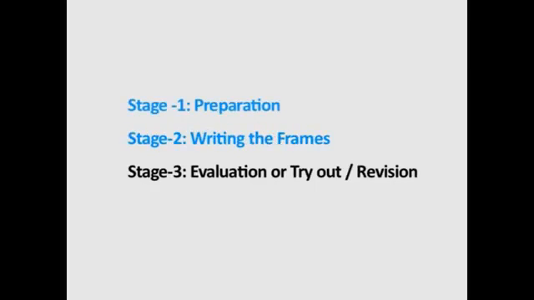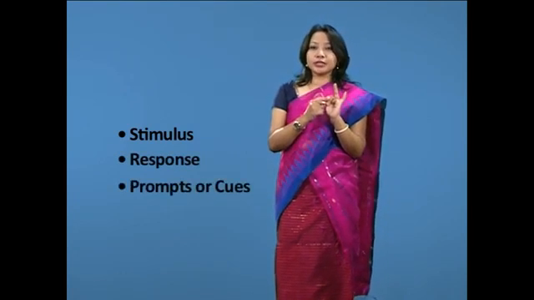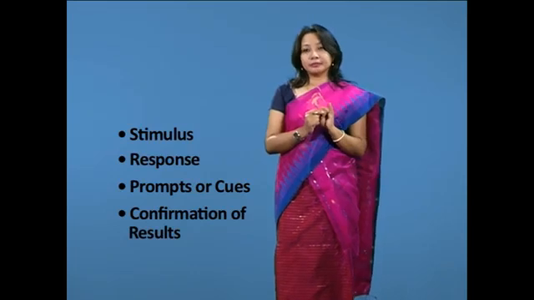Stage 2, that is writing the frames. This stage involves designing of the frames, sequencing of the frames, and editing the programs. Designing the frames needs to fulfill 4 components, viz. the stimulus, the response, prompts or cues, and the confirmation of results. The stimulus is a small segment of the content that is presented in a frame. The format of a response is generally a blank. The stimulus material of the frame and the response constitutes an SR relationship.